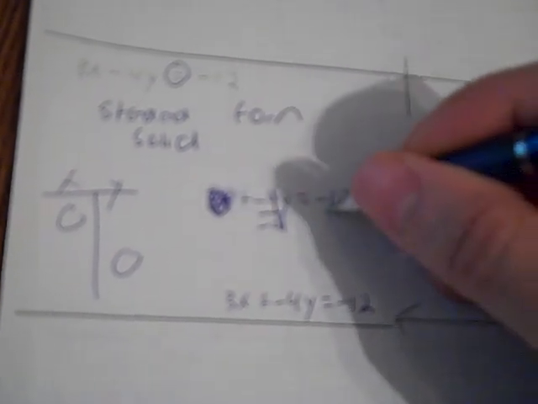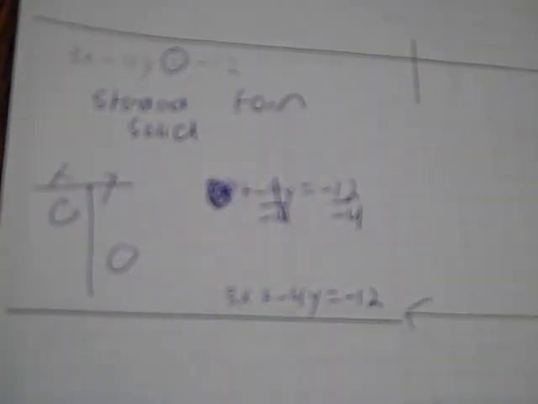Okay, if x is 0, we eliminate 3x. And I just need to divide by -4 on both sides. And that gives me 3. 0, 3 is the y-intercept. Now to find the x-intercept, y is 0, so get him out. Divide by 3. Divide by 3. And that's -4.